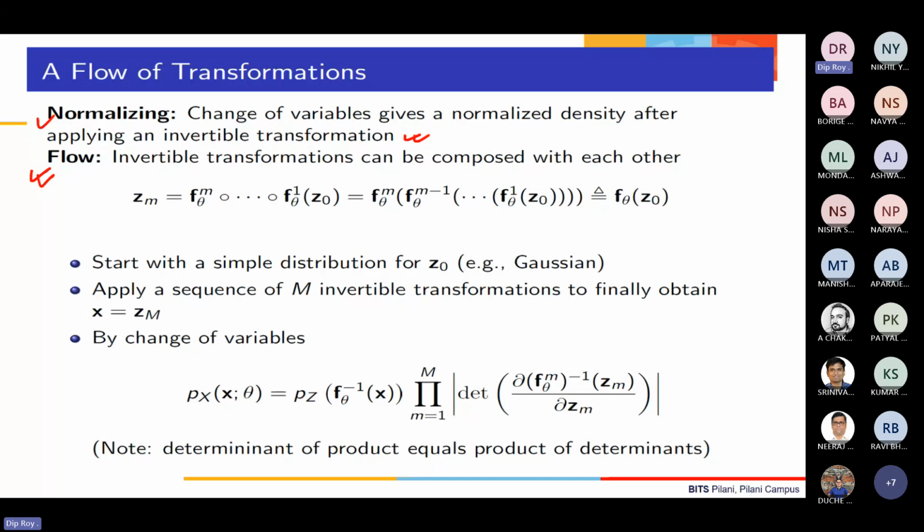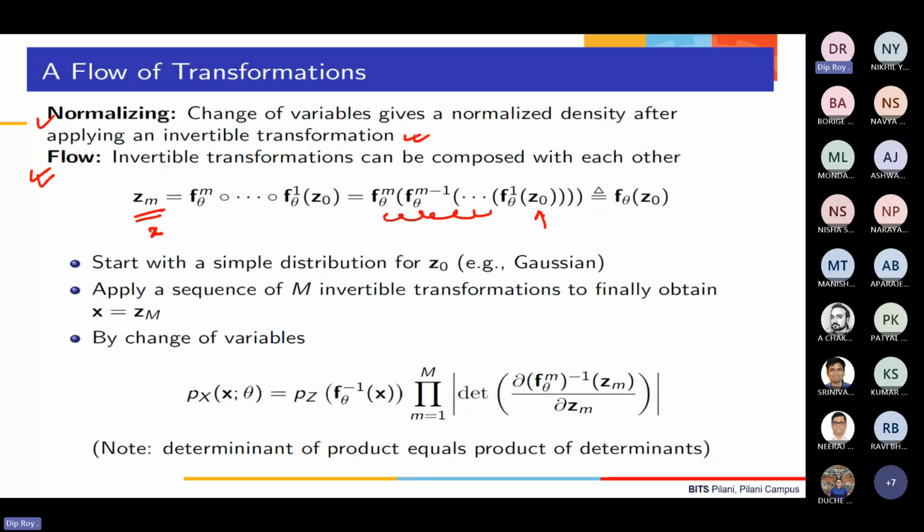What we do in a neural network, we stack up various layers, right? Here also we stack up multiple transformations. So if you can see, we pick Z0. We pass it through an invertible function f theta. Then there are multiple such functions, and that brings it to z of m. And z of m is nothing but x. So this is the final x that is there.